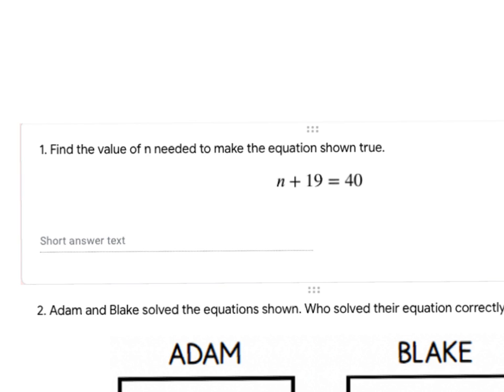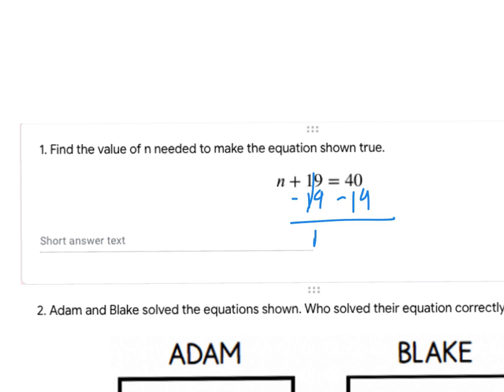Okay, number one. I noticed that many of you were getting this one correct, which is awesome. It's a standard equation, so you want to find the value of n needed to make the equation true. In other words, solve for n. You want to get n by itself on the left-hand side of the equal sign. So what number is keeping n from being by itself? It's the 19. So the opposite of positive 19, or adding 19, is negative 19, or minus 19.